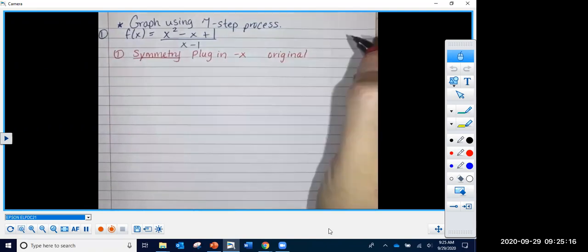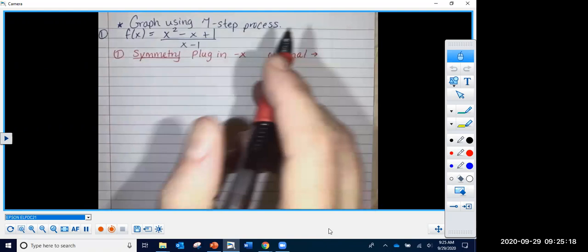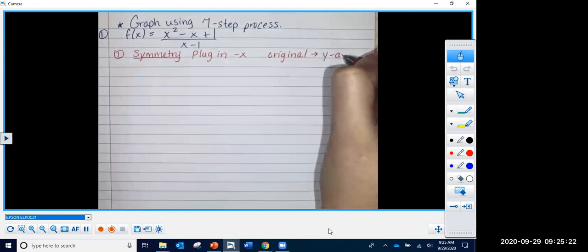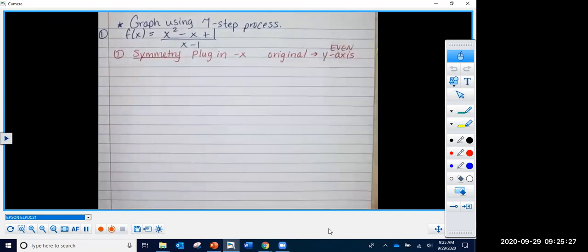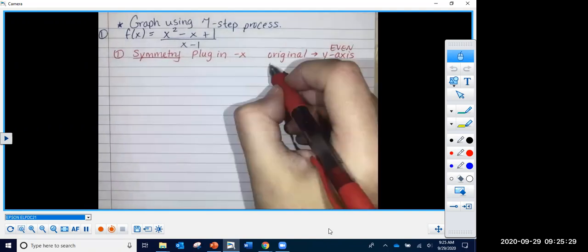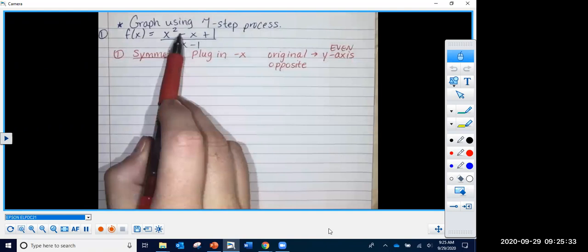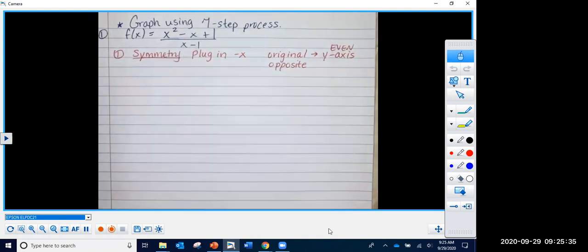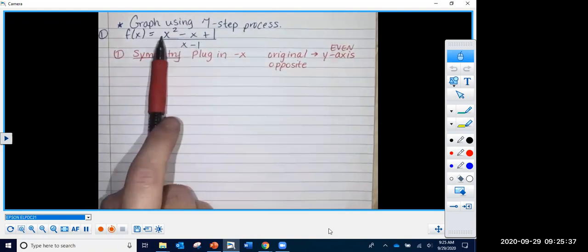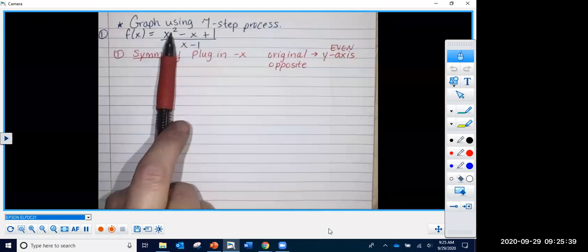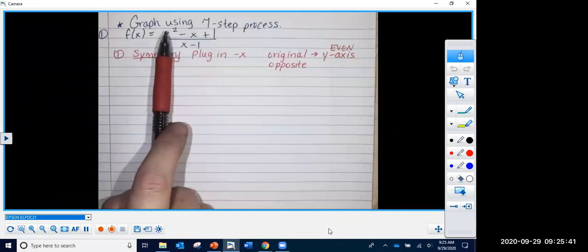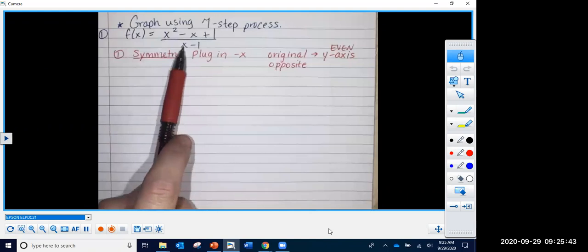If you get your original, and some of you can do this mentally, you can look at your equation and think, if I plug in negative x, are my signs going to change? Or are they going to stay the same? So if I get my original function back out, then it has y-axis symmetry. That's an even function. If I get the completely opposite function back out, if all of my signs change, guys, you can already tell, look, if I plug in negative x and square it, that will stay x squared. But if I plug in negative x here, what happens? Does this stay positive or does it change signs?